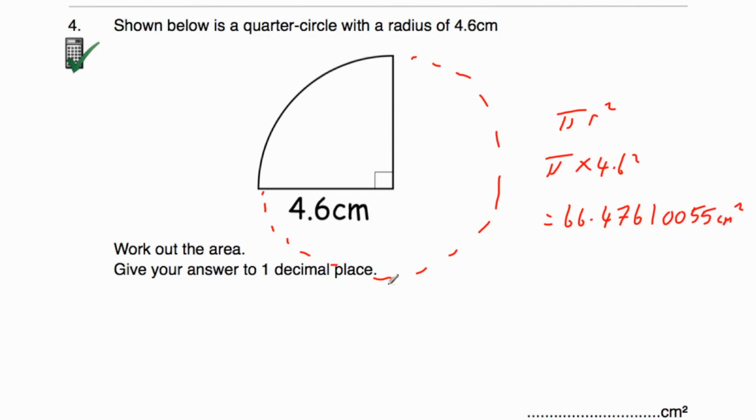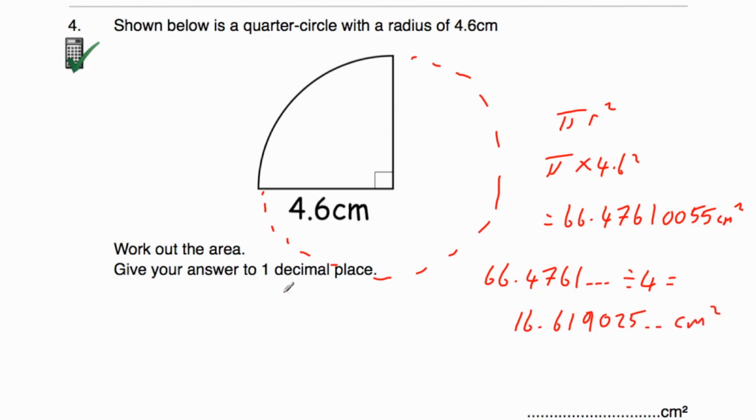So that's the area of the whole circle, but we just want the area of this quarter circle, so we're going to divide this by 4. So we're going to do 66.4761 and so on divided by 4. Now this is still on my calculator display, so I can just press divided by 4 equals, and I get an answer of 16.619025 and so on centimeters squared.